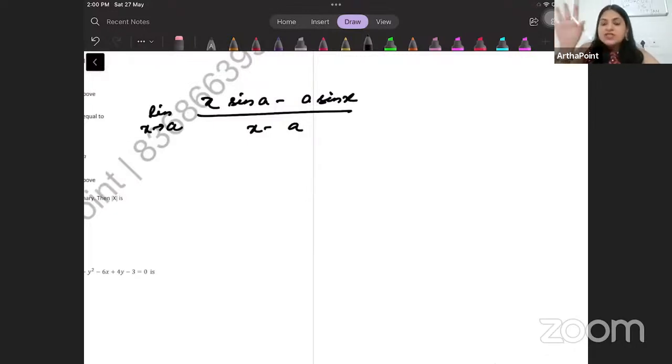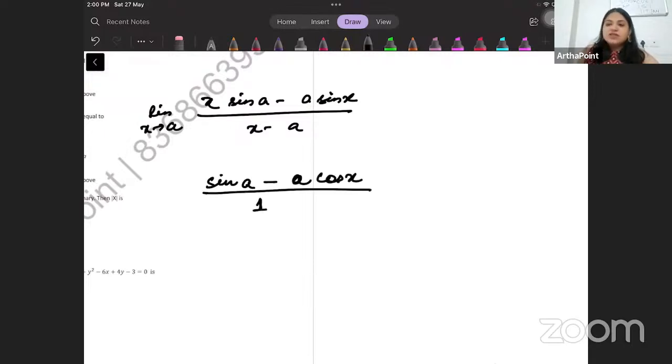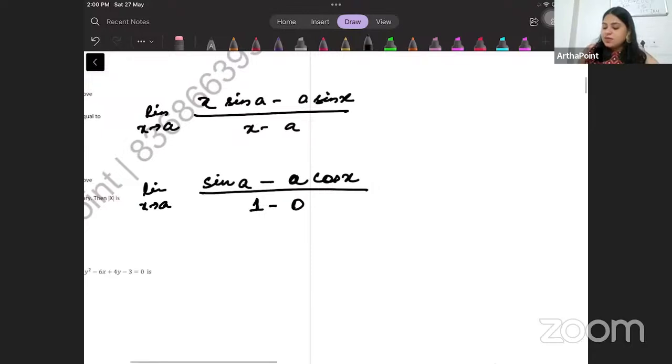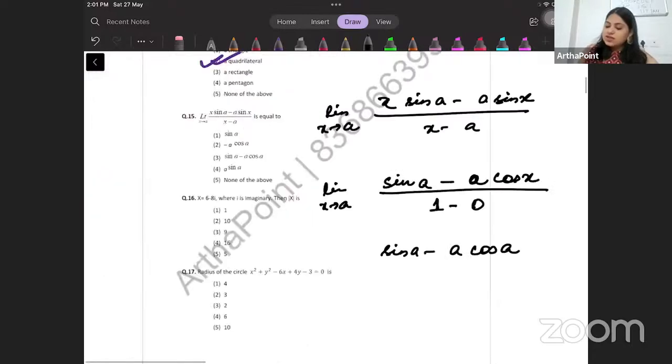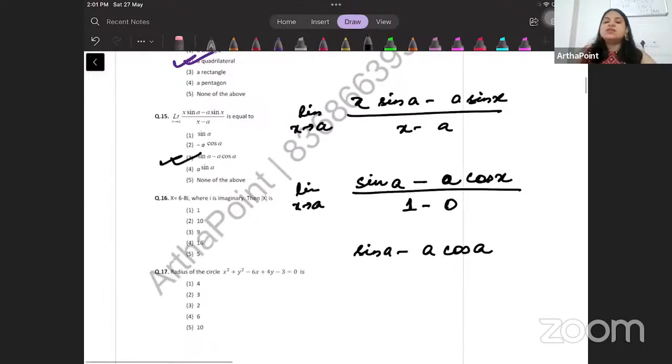So if I differentiate numerator and denominator separately, the differentiation of x sine a, where sine a is a constant and the differentiation of x is 1, will be sine a. Minus a times the differentiation of sine x, which is cos x, upon differentiation of x, which is 1, minus differentiation of a, which will be 0, it's a constant. So this will be sine a minus a cos a. So the answer to this question will be 3, sine a minus a cos a. That's the answer to this question.